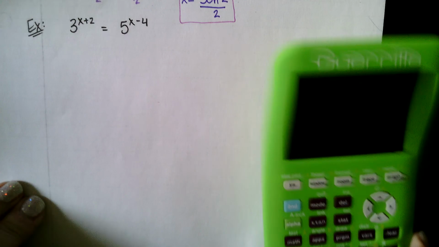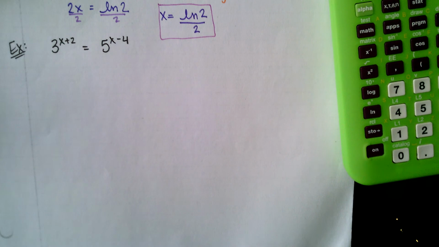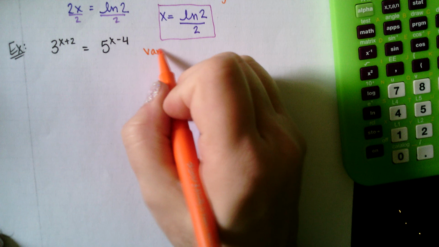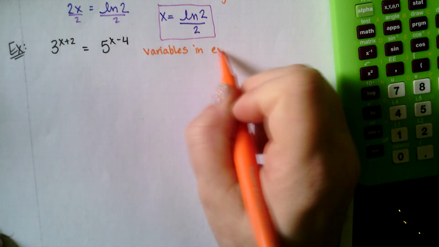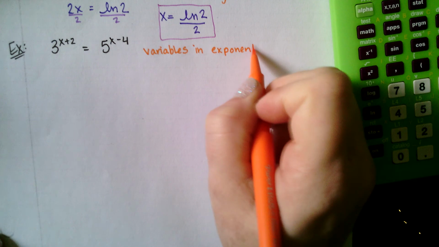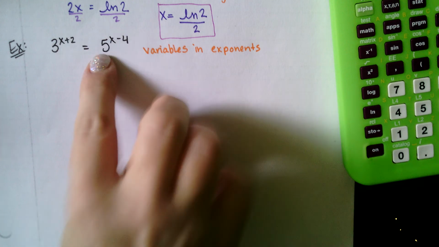Okay, 3 to the x plus 2 equals 5 to the x minus 4. Now this one is variables in exponents. They do not have the same base. There is no change of base formula for exponents. That's only for logarithms. So our strategy for variables and exponents is to isolate the base to the power, which they are isolated, base to a power, base to a power.